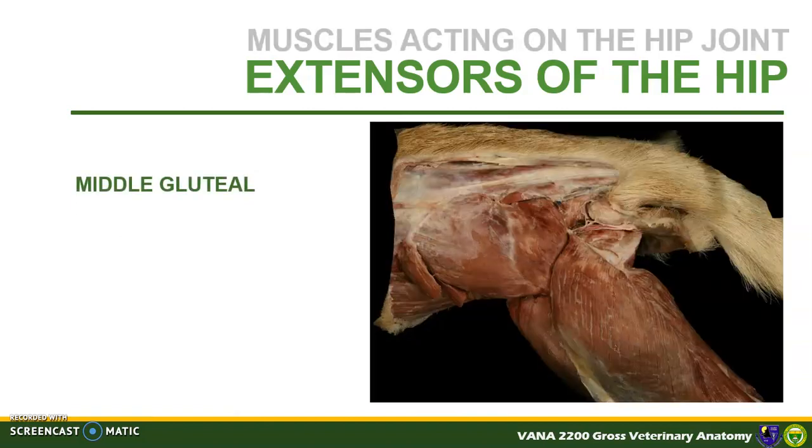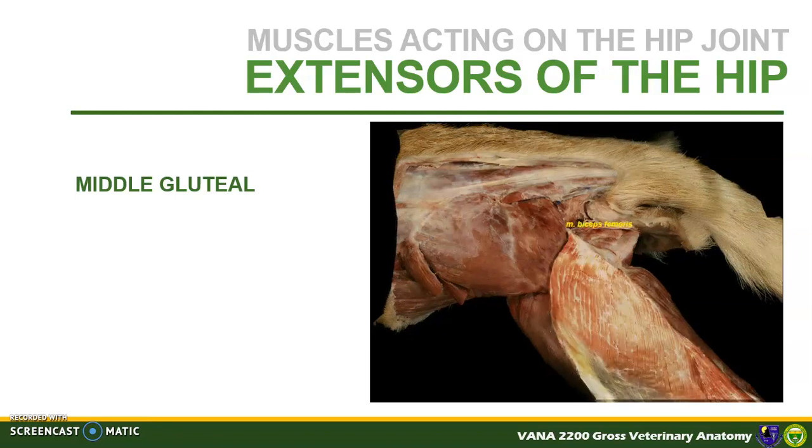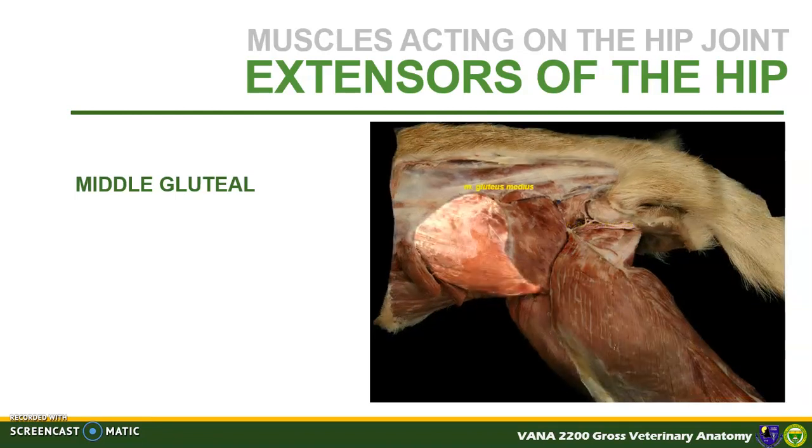Another extensor of the hip is the medial gluteal muscle. Here is a dorsal view of the loin area of the animal where the gluteal muscles are located. For orientation purposes, this is the biceps femoris, and here is the medial gluteal muscle. This is another strong extensor of the hip.